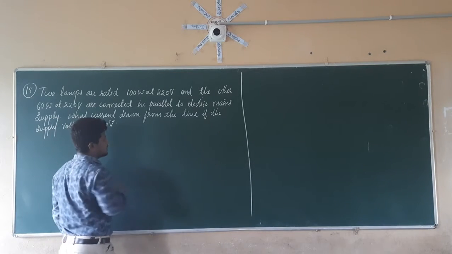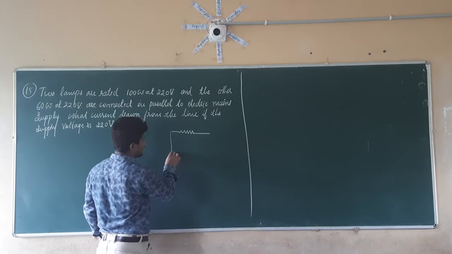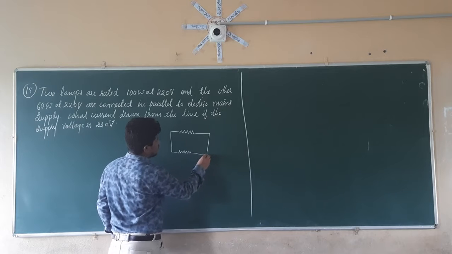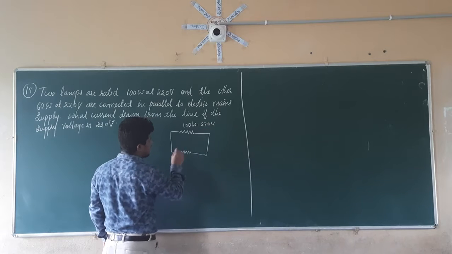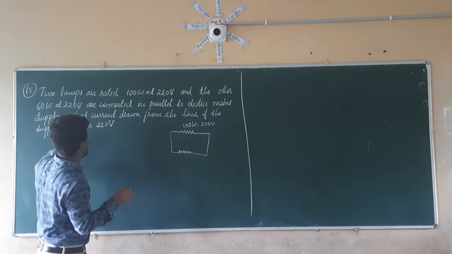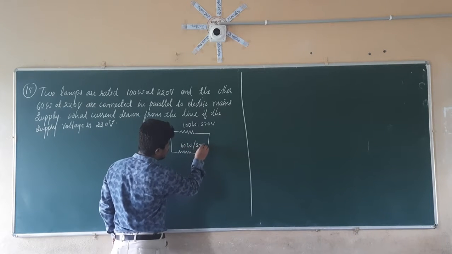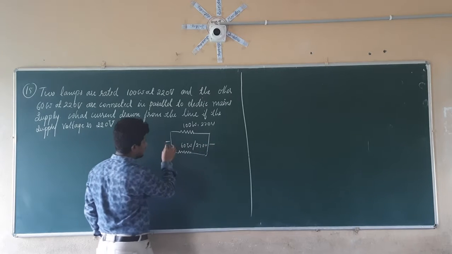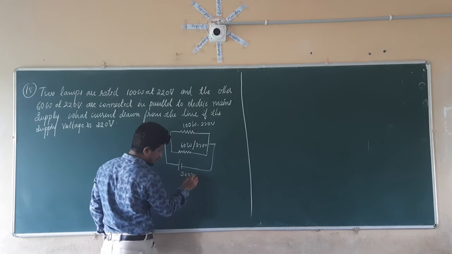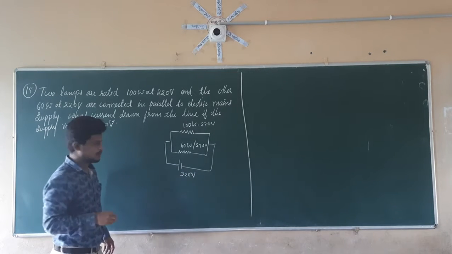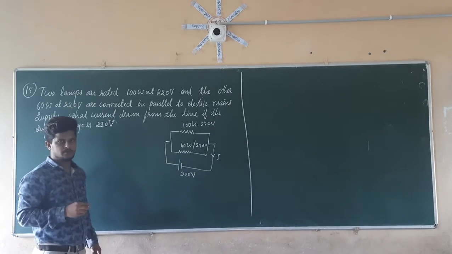If you consider the circuit diagram, those are connected in parallel. Let this be the first lamp and this will be the second lamp. This has the rating of 100 watt at 220 volts, and this has the rating of 60 watt at 220 volts. Both are connected in parallel to an electric mains supply of 220 volts. So we have to calculate the total current flowing through this circuit.